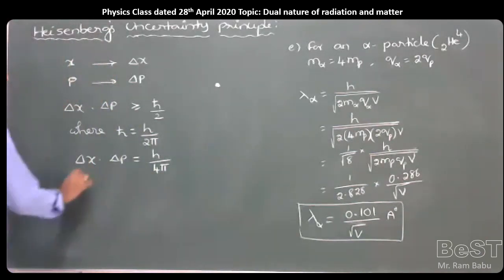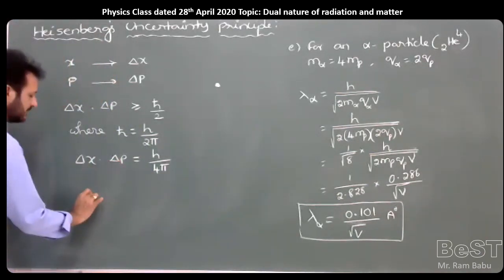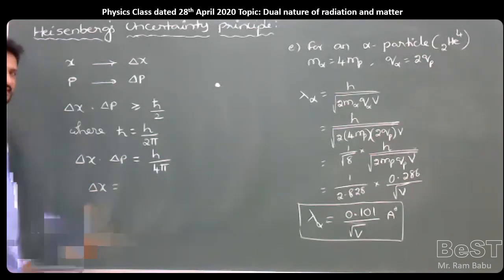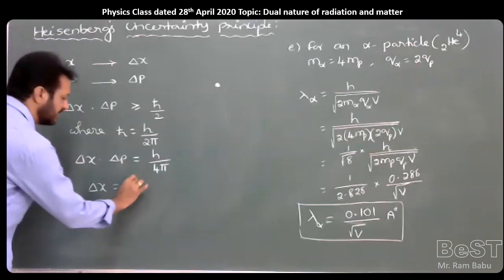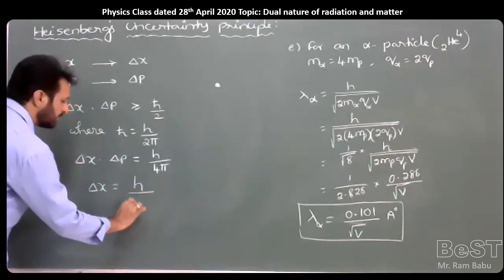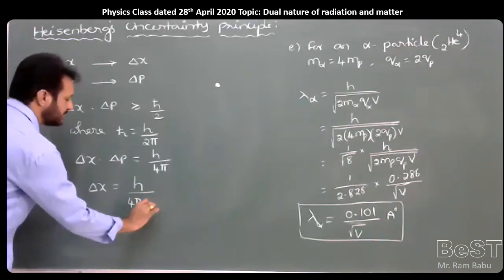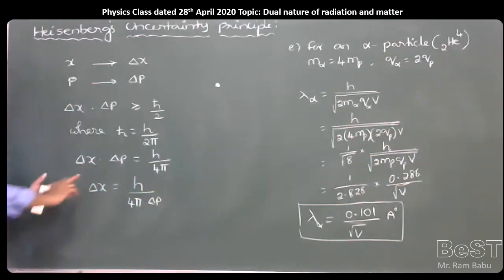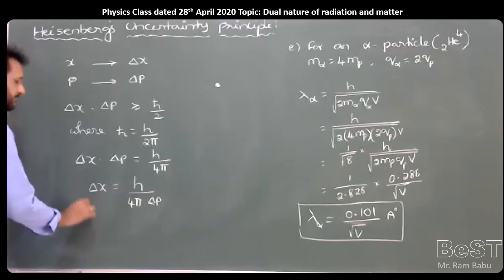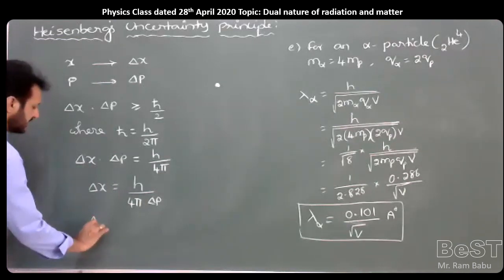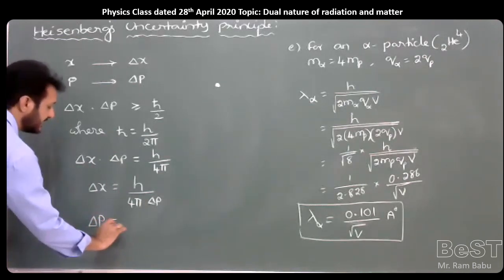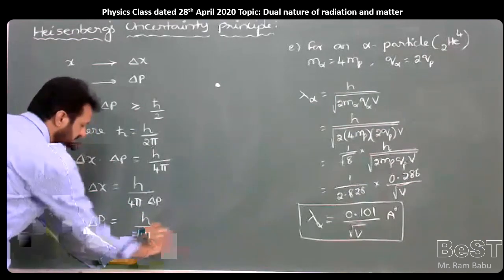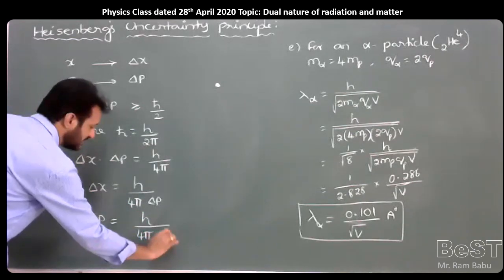So in this formula, if you want to calculate the delta x value, the error or uncertainty in the position of the particle, it is equal to h by 4 pi into delta p. So to calculate the error in the position of the particle, we take delta p to the right side. In the same manner, to calculate the error in the momentum of the particle, take delta x to the right side: delta p is equal to h by 4 pi into delta x.